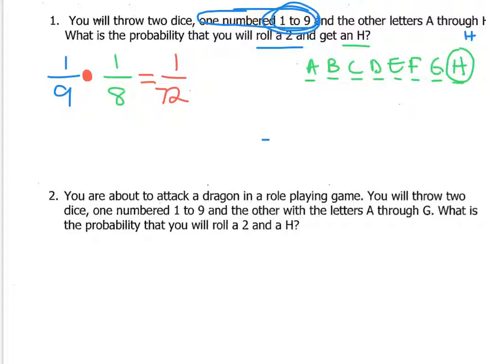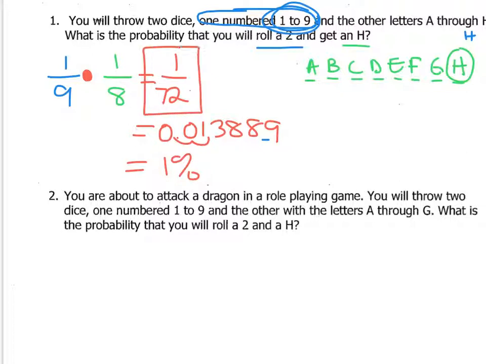And if we divide 1 by 72, you get 0.013889, which, if we move the decimal, is about 1%. So the probability is 1 out of 72, or about 1%.